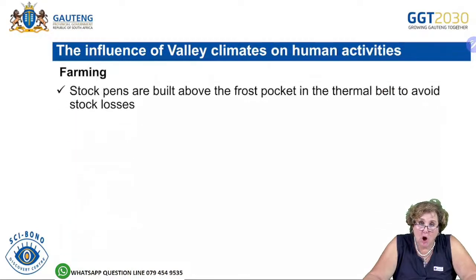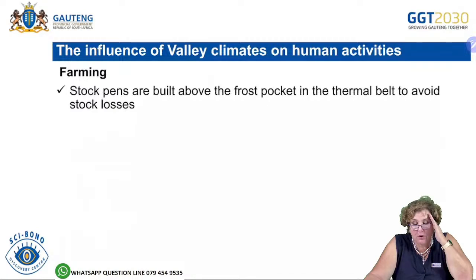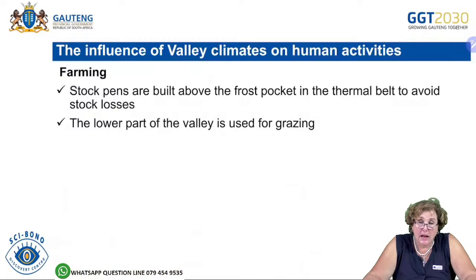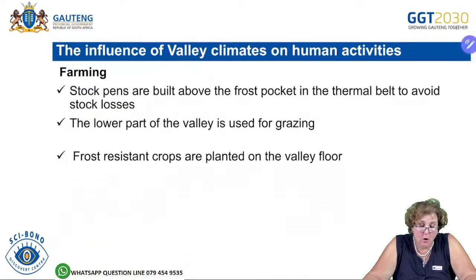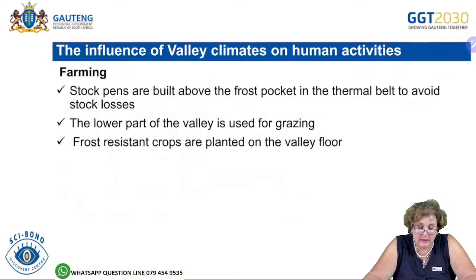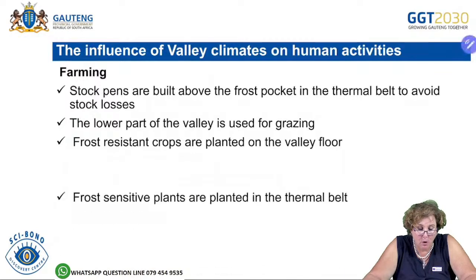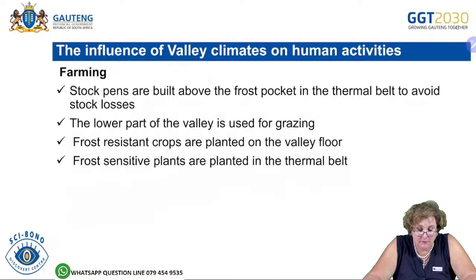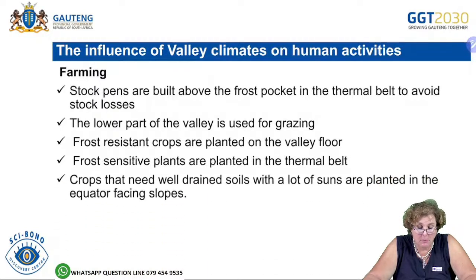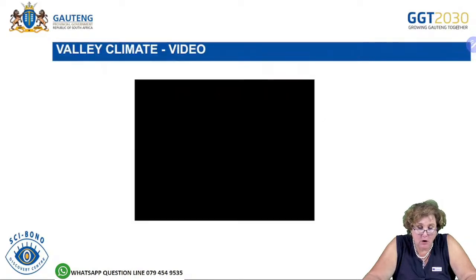Farming. Stock pens are built above the frost pocket in the thermal belt to avoid stock losses. The lower parts of the valley is used for grazing. The frost-resistant crops are planted on the valley floor. Frost-sensitive plants are planted in the thermal belt. And then a crop that needs a well-drained soil, a crop that needs a soil where there's always water in, with a lot of sun, are planted on the slope that face the equator.